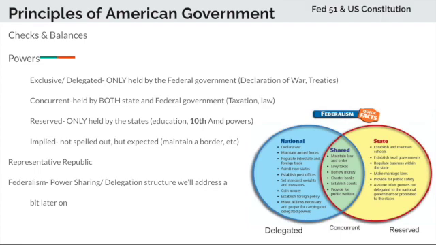So you should be able to differentiate, though, between delegated powers, concurrent powers, and reserved powers. Those are, remember, powers reserved by the state. That's why we call them reserved powers.